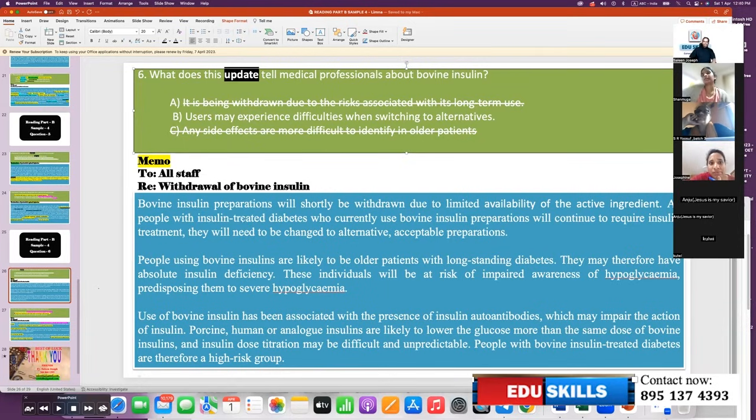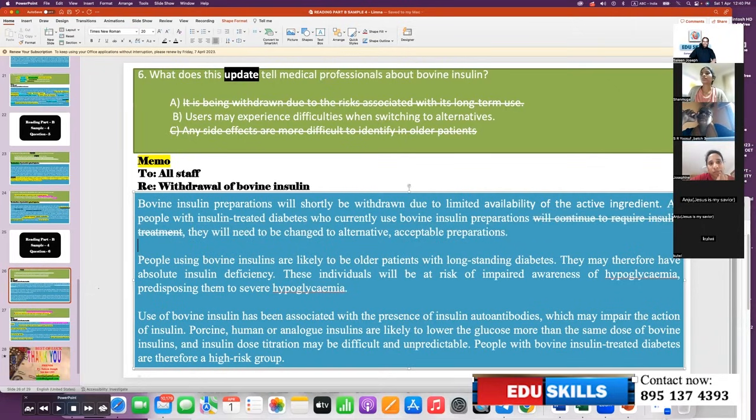For example, say people with insulin-treated diabetes who currently use bovine insulin preparations will continue to require insulin treatment. They will need to be changed to alternative acceptable preparations. They are giving the reason. If you want, you can eliminate certain things and ignore certain things and read.